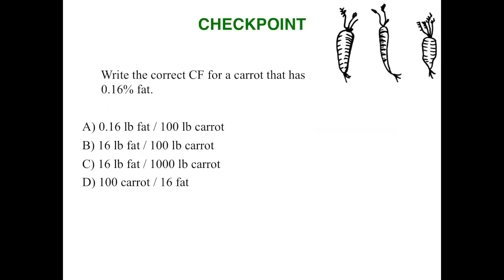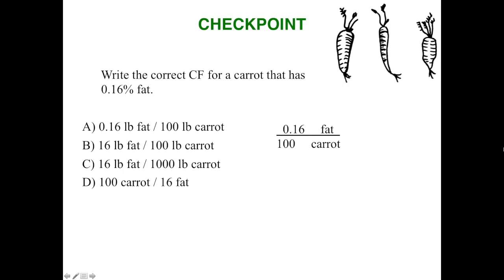All right, let's have a checkpoint. Can you write the correct conversion factor for a carrot that has 0.16% fat? That's very little fat. So 0.16% fat. So the parts is fat and the whole is carrot, correct? So it has to be 0.16 of fat per, that's the over sign, cent over 100 of carrot.